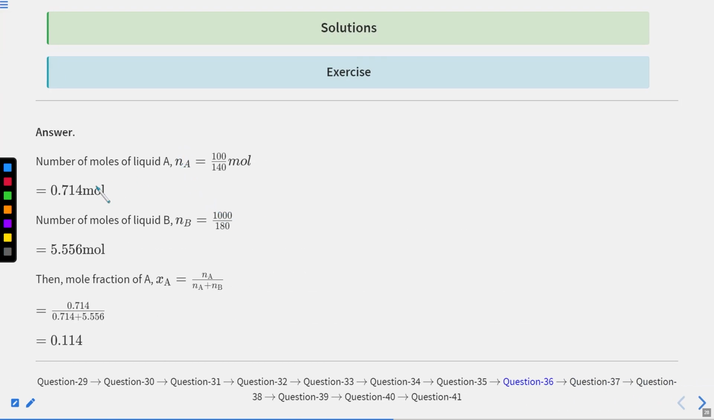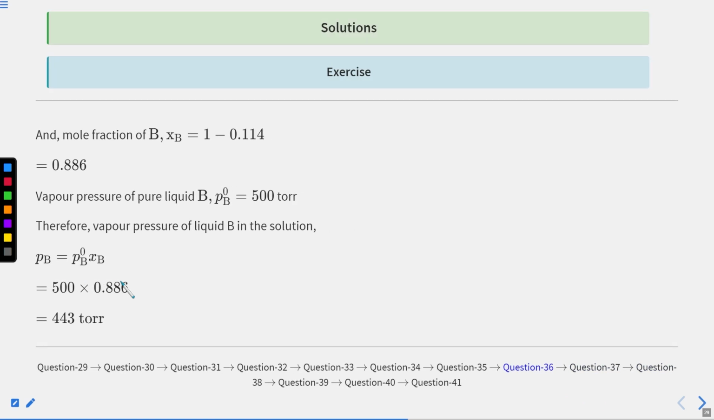First of all, we will calculate the number of moles, which is given mass by molar mass, for both liquid A and B. Then we will calculate the mole fraction, because we want to use the formula PA is equal to P naught A XA or PB is equal to P naught B XB. From here, we can also calculate chi B, because chi B is nothing but 1 minus chi A. This comes from the relation chi A plus chi B is equal to 1. You don't have to calculate chi B separately.